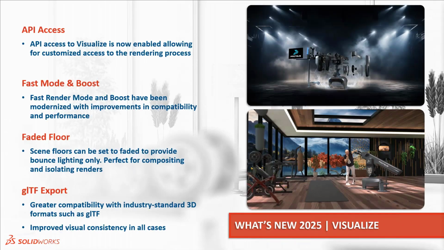Then there are a few new announcements in Visualize 5. Now API access to Visualize is enabled, allowing customized access to the rendering process. The fast and boost modes for rendering have been modernized with improved compatibility and performance. We have the faded option for the ground: now the ground can be set to faded to provide the bounce lighting only, perfect for compositing isolated renderings. GLTF export is now available in Visualize from the 25 version onwards.